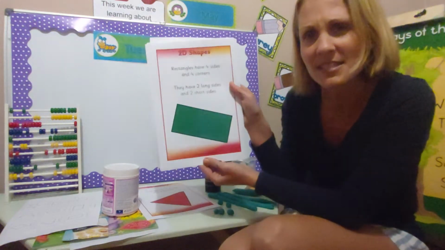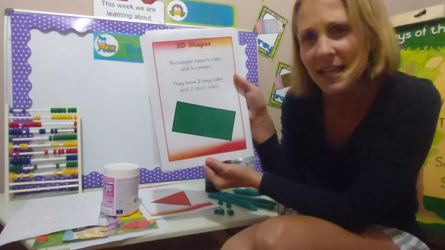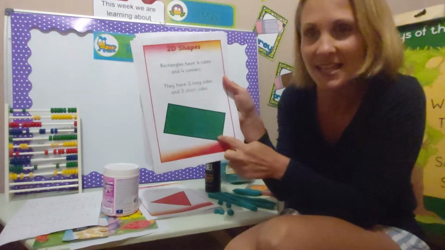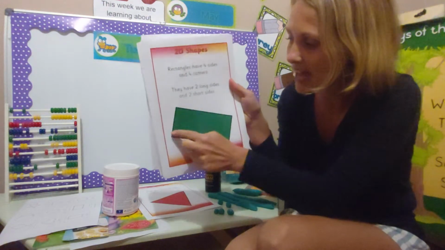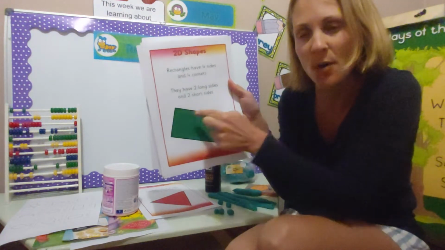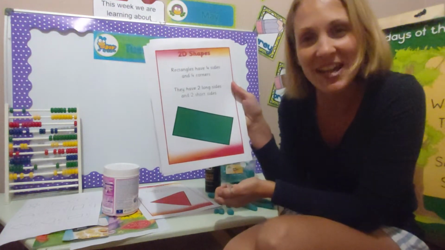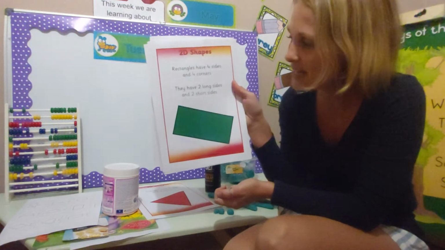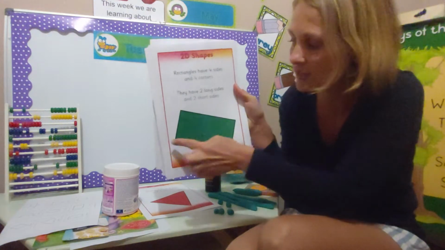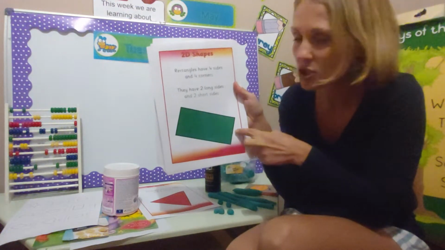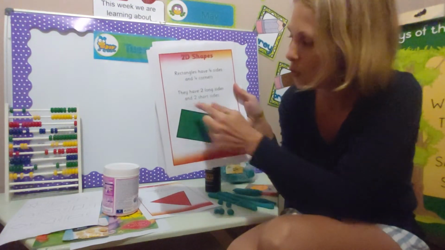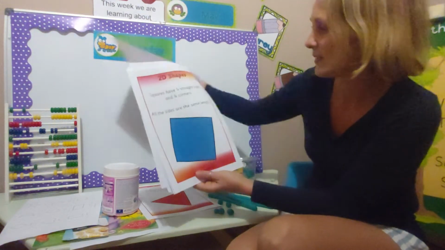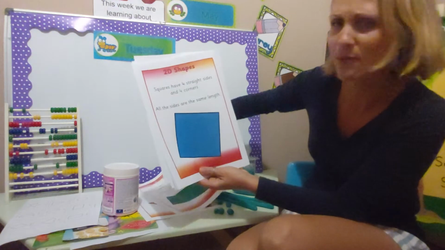What shape is this? Is it a square? Let's look. It's got 2 short sides and 2 long sides and 4 sharp corners. No, it's not a square, it is a rectangle. A rectangle has got 2 long sides and 2 short sides and 4 corners. So it's a rectangle.